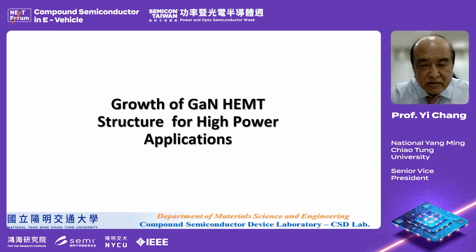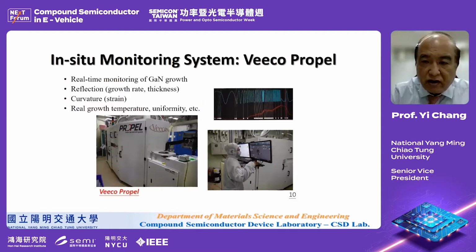The gallium nitride HEMT device starts with the material growth. In our case, we use a vehicle-type reactor, which can provide real-time monitoring of the growth rate, the strain, and the temperature. So it will provide you with this tool, and you can have very well controlled material growth.